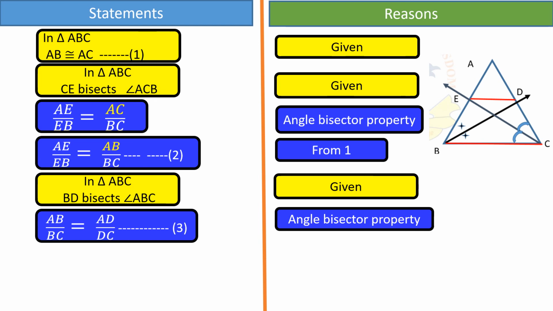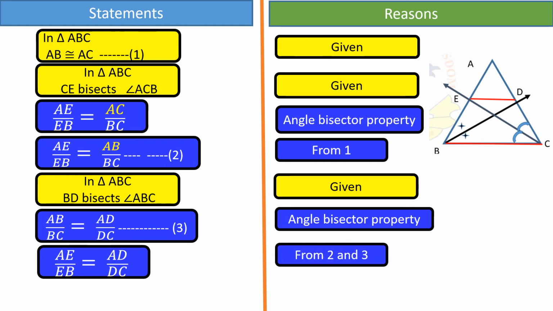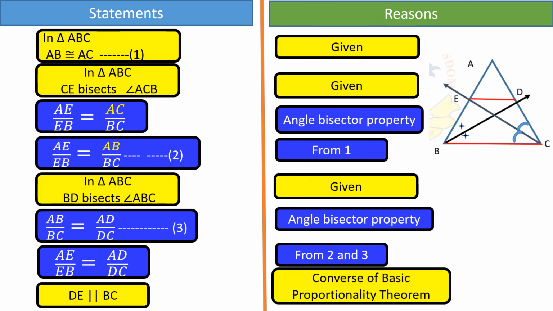So if you compare equations 2 and 3, here we get the transitivity. Ratio 1, that is AE upon EB, is equal to AB upon BC. And in equation number 3, AB upon BC is equal to AD upon DC. So we'll get from 2 and 3, AE upon EB is equal to AD upon DC. If these ratios are equal, DE will be parallel to BC. The reason will be the converse of the basic proportionality theorem, and that is what we needed to prove.